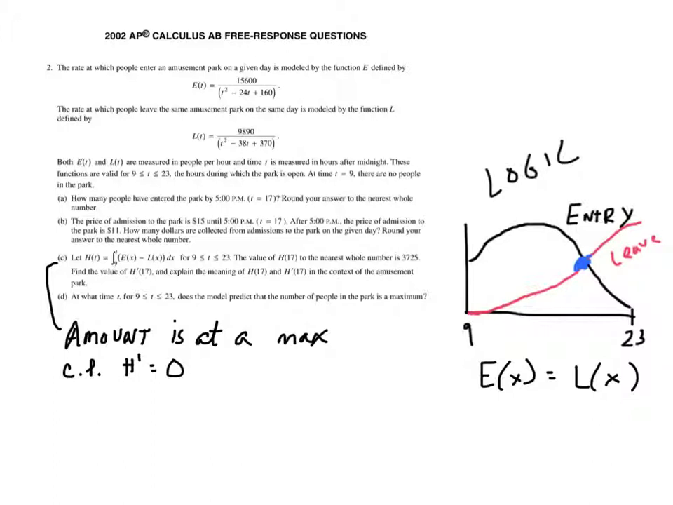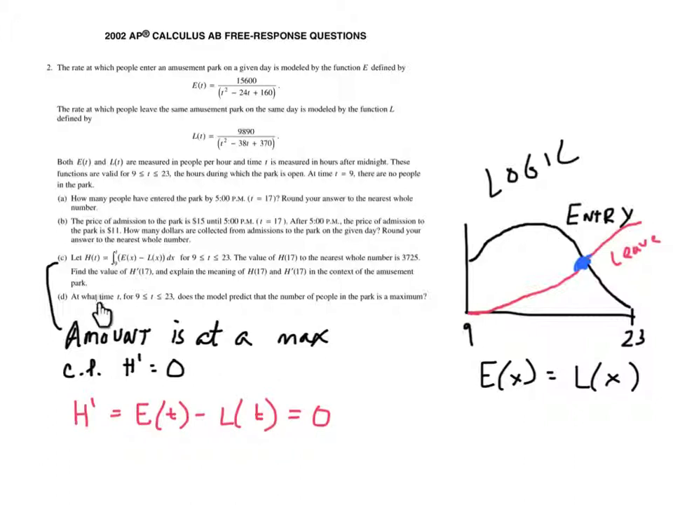Well, the derivative, look at h. H was the integral of e minus L, so the derivative of h is equal to e minus L. And we set that equal to 0 because we want to know where the critical point is. Okay, so let me just do that again. Let me just talk through it.